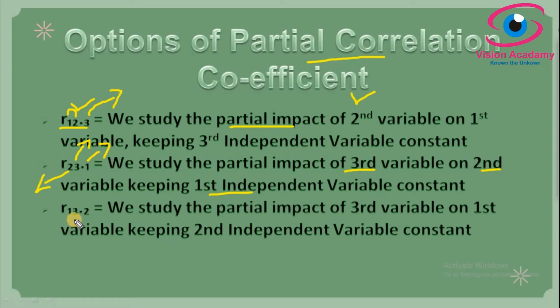And the last option is R13.2. Here we study the partial impact of the third variable on the first variable. Here the first variable is the dependent variable and the third variable is the independent variable, keeping the second independent variable constant. So we have 3 options as such.